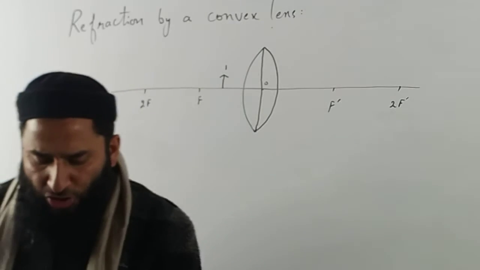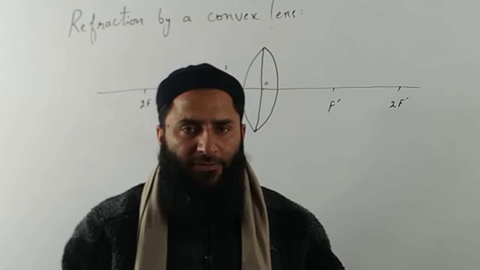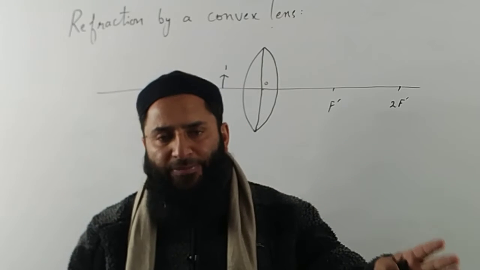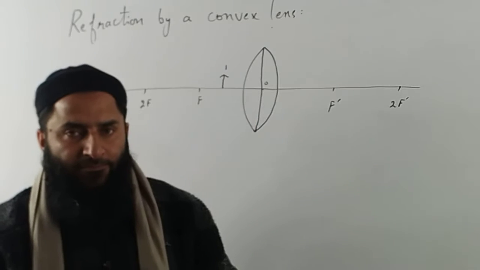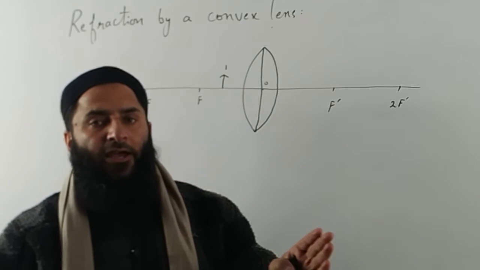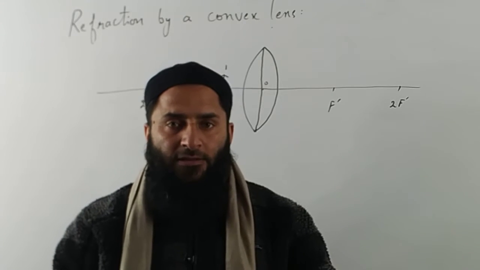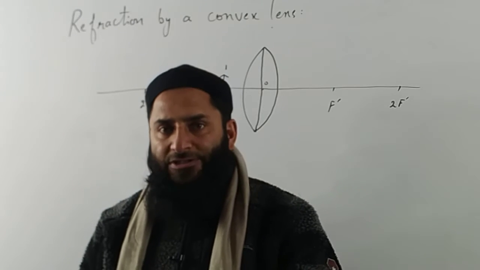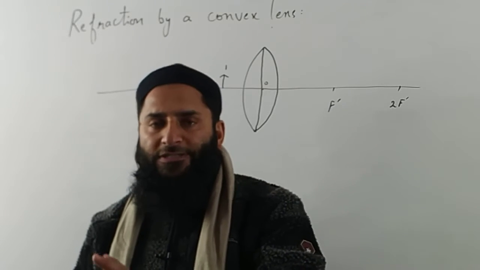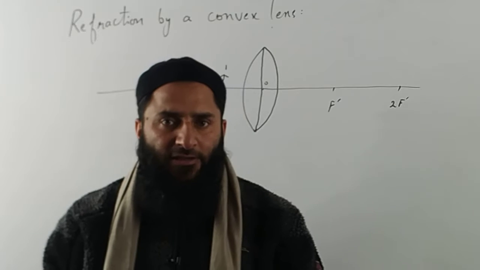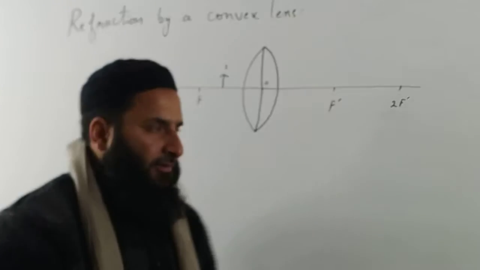The position of the image, the nature of the image, the orientation of the image, it all depends on the position of the object. Where have we placed the object? That affects the position of the image, the nature of the image, the size of the image, the orientation of the image. So let me check where we can place the object. What are the possible positions?